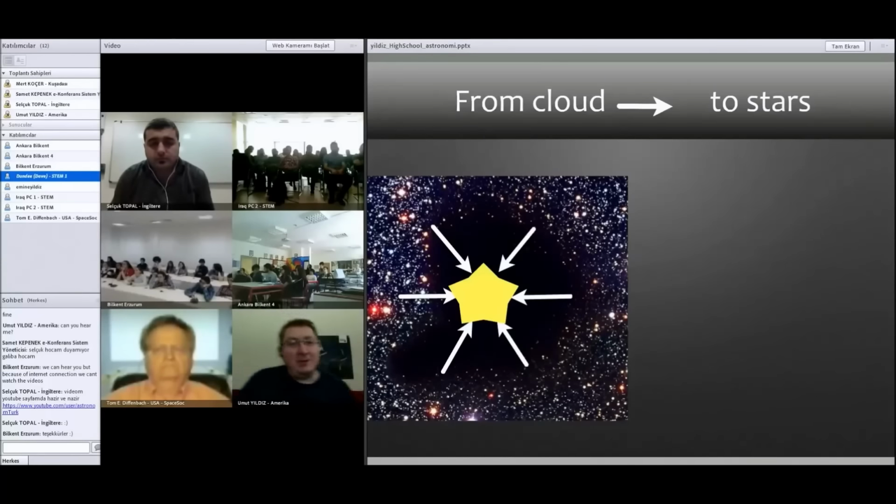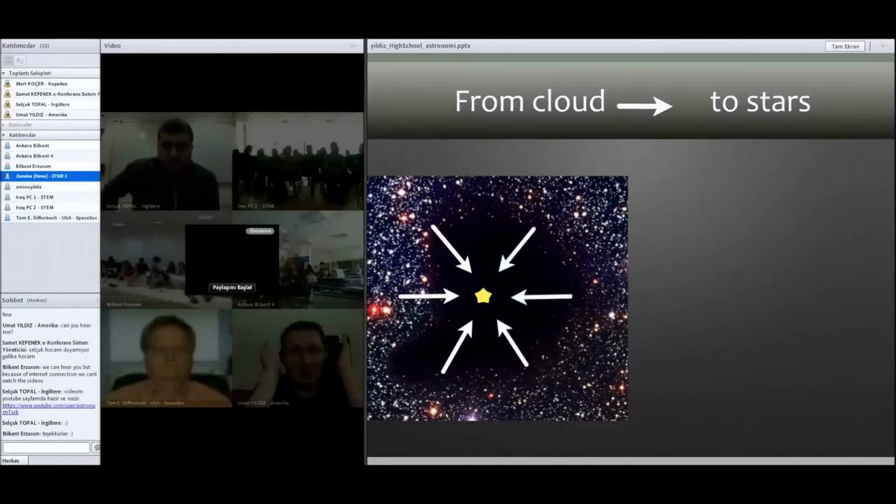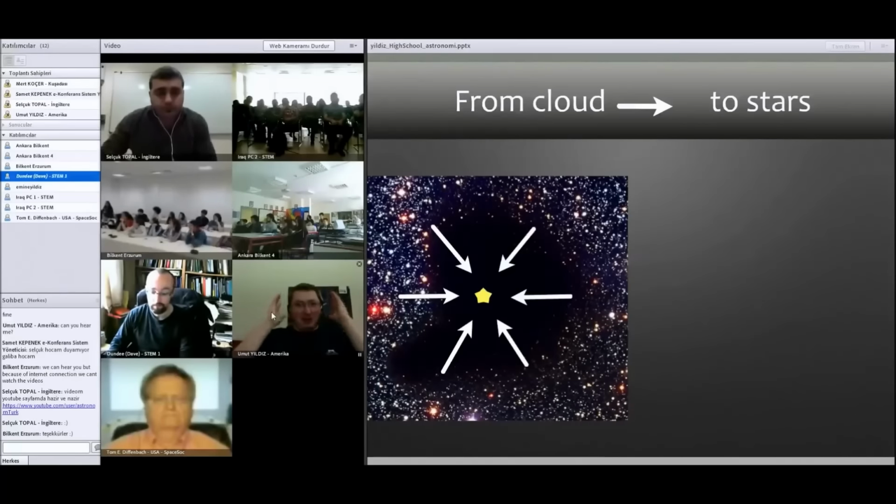So I talked about how the observation methods are, and then we continue with how stars are forming. I told you, if you remember, there are dark clouds. So why are they dark? Can you imagine why they are dark to our eyes? Because they contain a lot of dust and gas. Think about dust and gas everywhere. You know what happens? You cannot see far away, right?